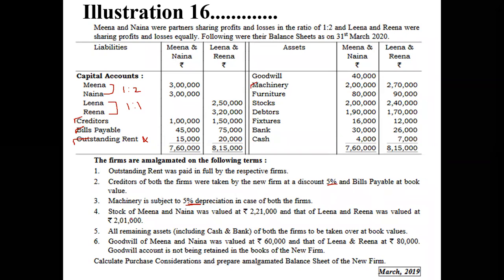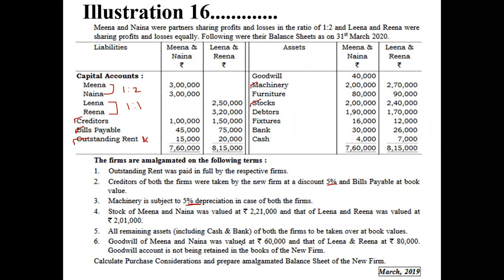Then stock of Meena and Naina was valued at rupees 2,21,000. That of Leena, 2,01,000. All the assets including cash and bank of both the firms to be taken over at book value.